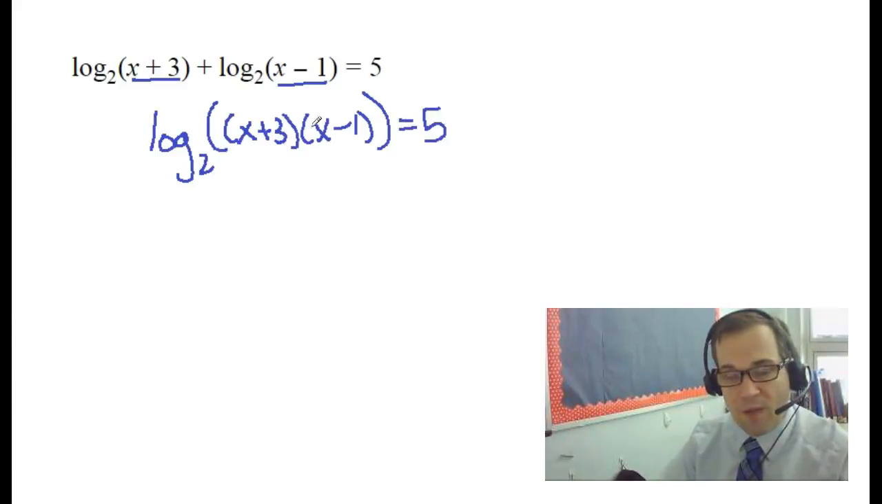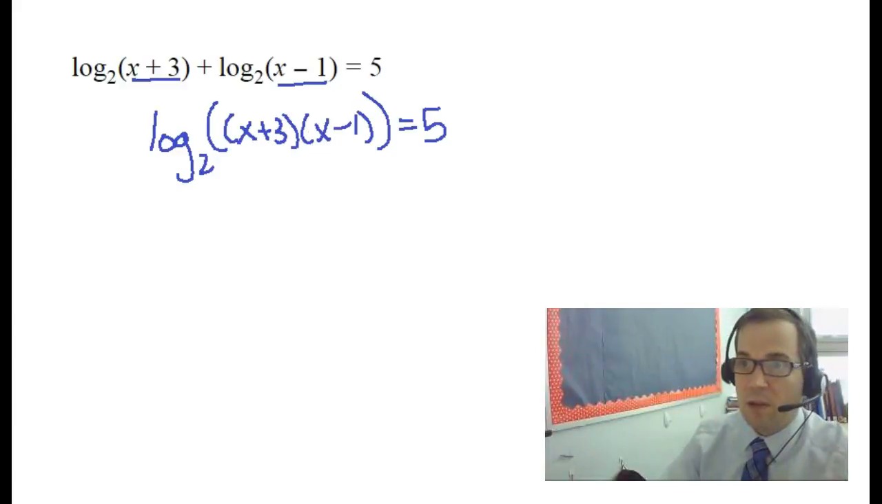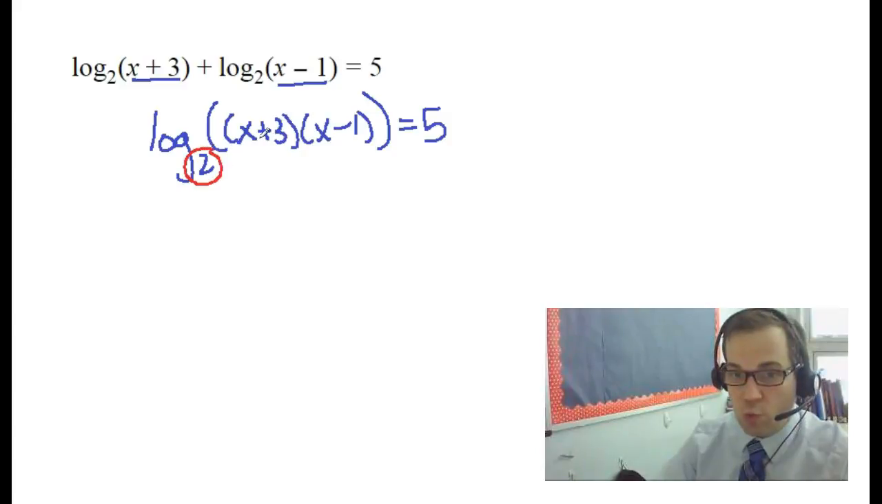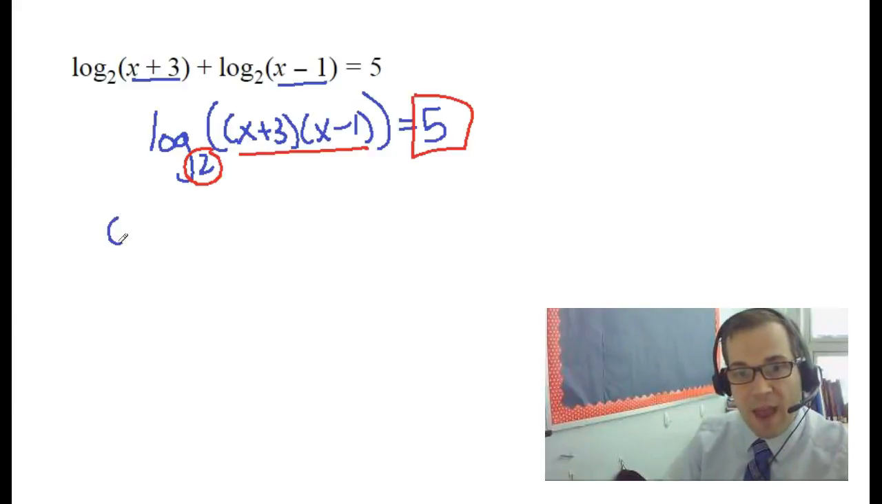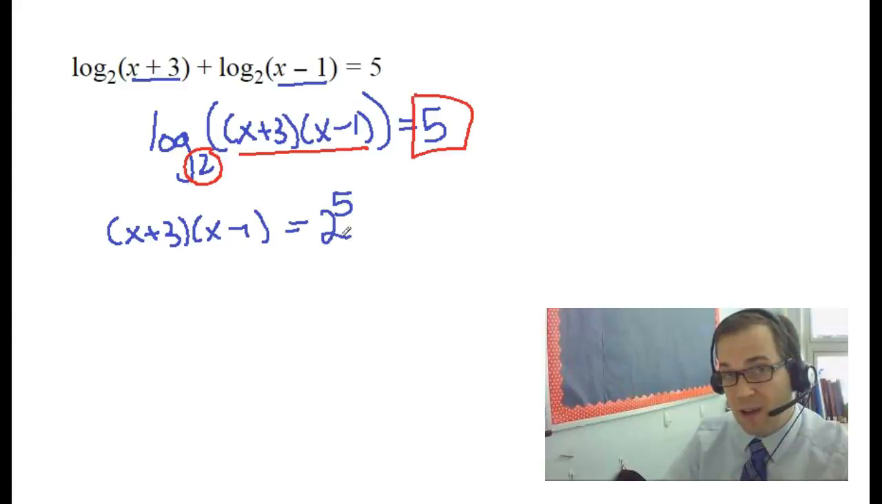At this point, what I'm solving for is stuck inside of a log, so I'm going to have to switch to exponential form. And the questions are what they always are. What is the base? What is the exponent? What's it going to equal? So the base is 2, and the exponent is 5, and it's going to equal the stuff inside of the log. So I'm going to have (x plus 3) times (x minus 1) equals this base to this power, which I can quickly simplify. 2 to the 5th is 32.